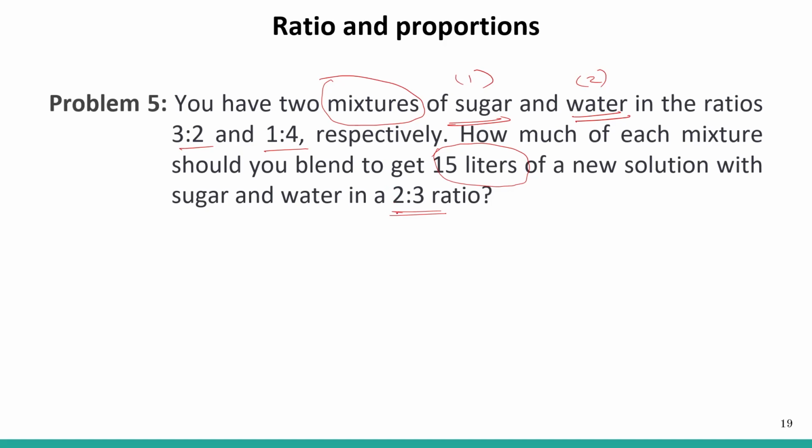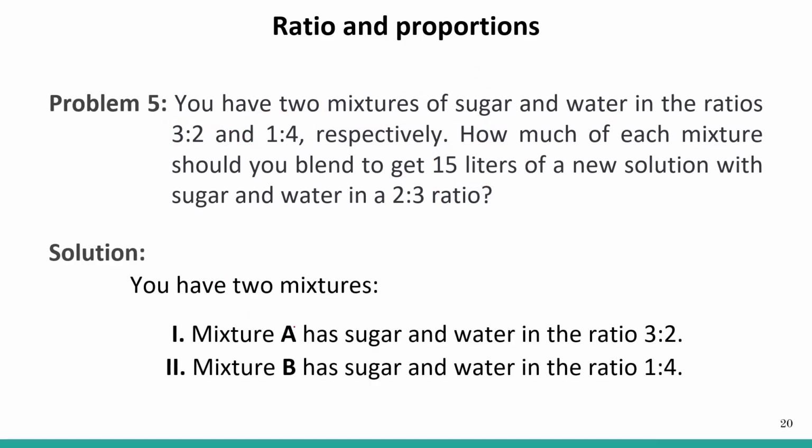Okay, so you don't have sugar and water in this ratio, but you have it in this ratio and in this ratio. What you need to do is add these two in such an amount that the new ratio becomes this. Okay, so let's proceed with the solution. So you have two mixtures, mixture A and mixture B. Mixture A must have the ratio 3:2, as we only have ratios 3:2 and 1:4. That is the sugar to water ratio, right? The first part in the ratio is sugar and the second part represents water. So mixture B has sugar and water in the ratio 1:4.